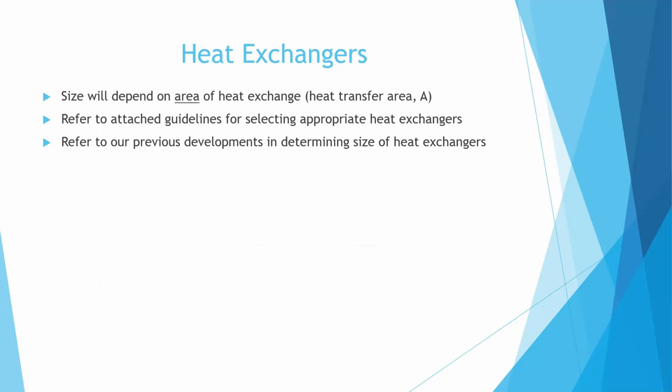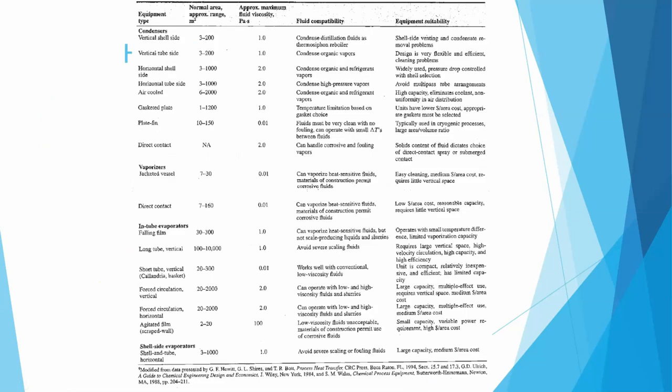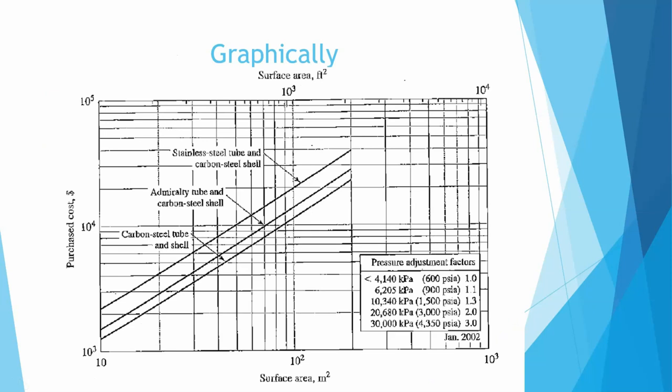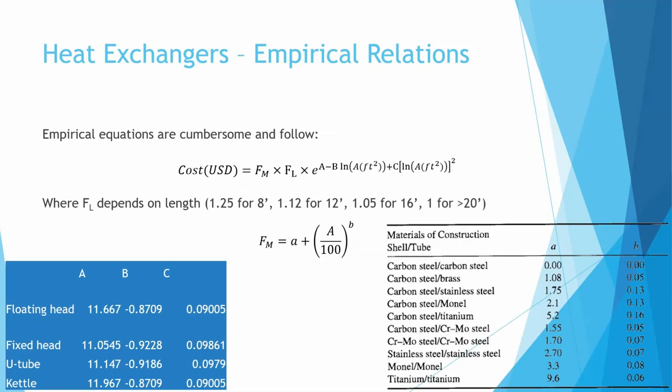For heat exchangers, the sizing factor will depend on the area of the heat exchanger, A, and the relation will change a little bit. Here are some relations you need to know. And then graphically, for a heat exchanger, again for 2002, you can get it from here. And here's the empirical relation for a heat exchanger.